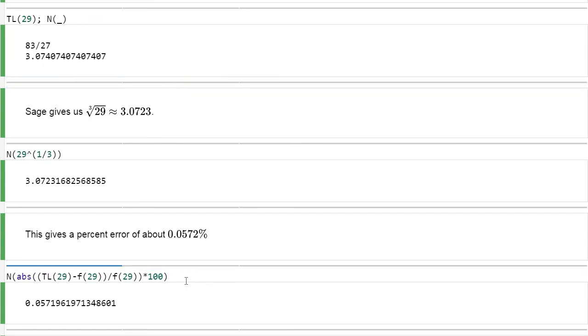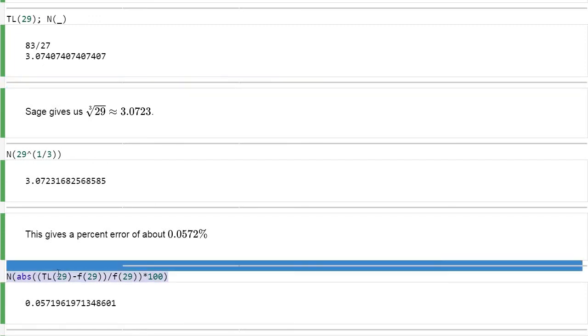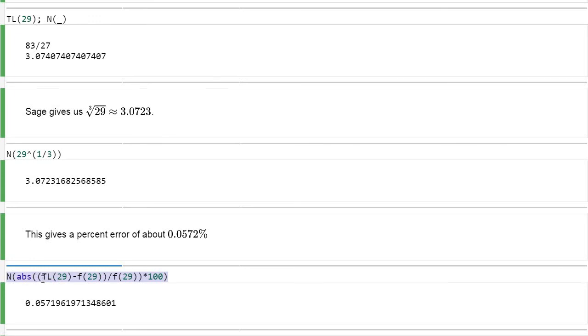Here's the percent error calculation. Be careful when you do this in Sage. You get plenty of parentheses. You need parentheses here around the top of the fraction. The approximation minus the actual needs parentheses around it. These parentheses are for function notation. These parentheses are for the absolute value around the whole thing. These parentheses are for the n command, which converts to a decimal. So there's lots of parentheses there. Make sure you get those all lined up right.